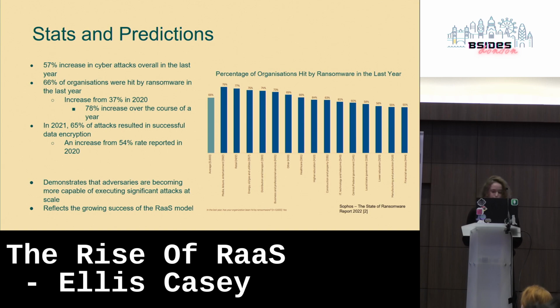According to the Sophos Ransomware 2022 report, within the last year there's been a 57% increase in cyber attacks overall. 66% of organizations were hit with ransomware in the last year, which is an increase from 37% in 2020. This means that there was a 78% increase in ransomware attacks. This shows that adversaries are upping their rate and complexity of these attacks. In 2021, 65% of attacks resulted in successful data encryption, which was an increase from 54% reported in 2020. It demonstrates that adversaries have become more capable at executing significant attacks at scale, and reflects the growing success of the RaaS model.